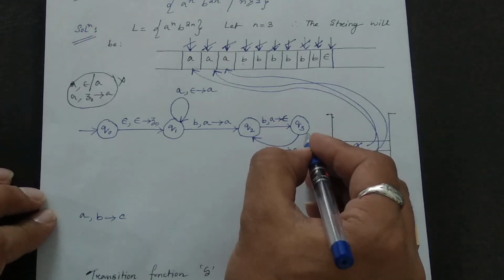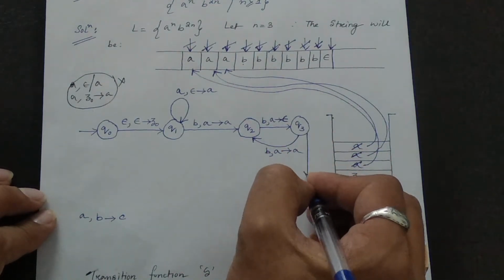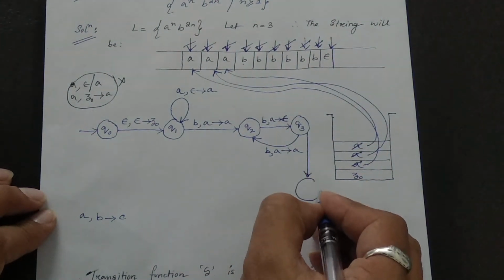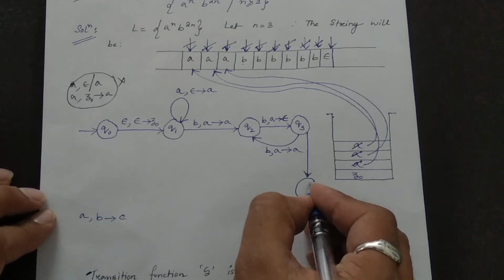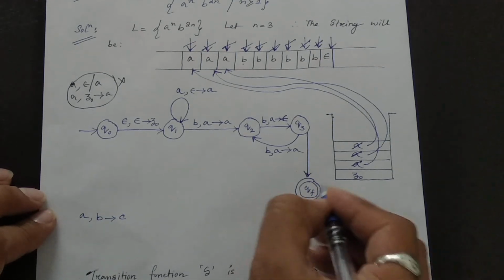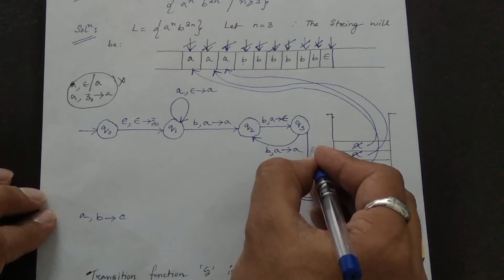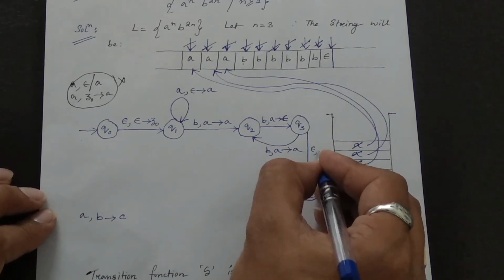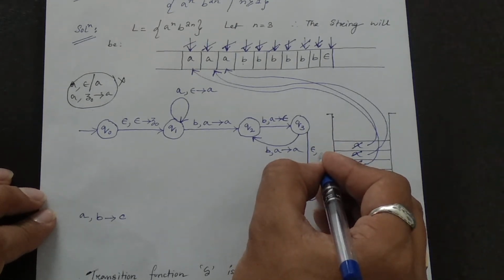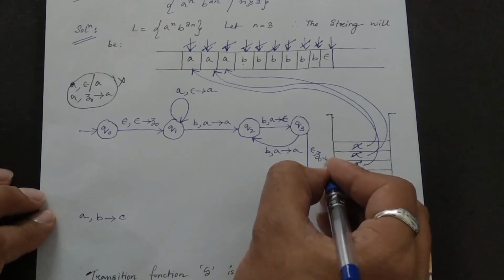That means from this state I can take a transition to the final state, and let it be QF. And what will be this transition? On seeing epsilon, what is the top of the stack? Z0 is the top of the stack, and what I have to do? Epsilon.